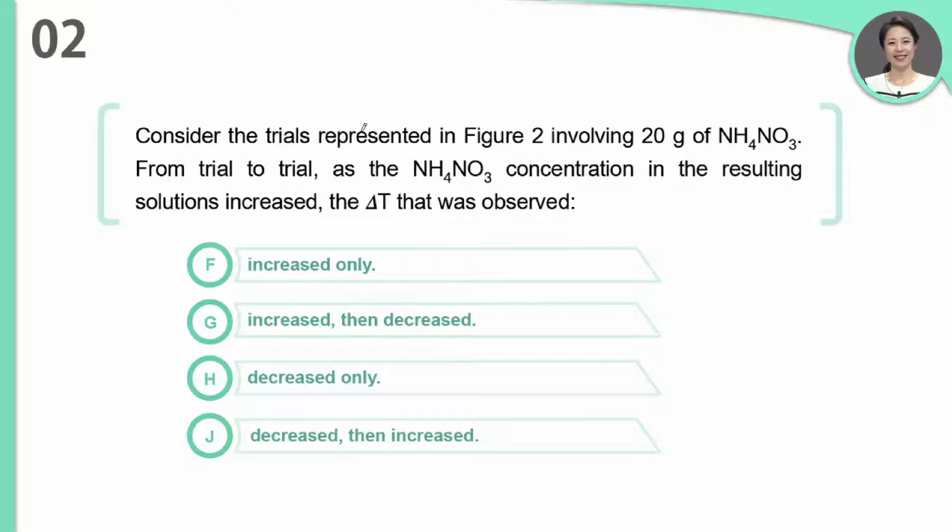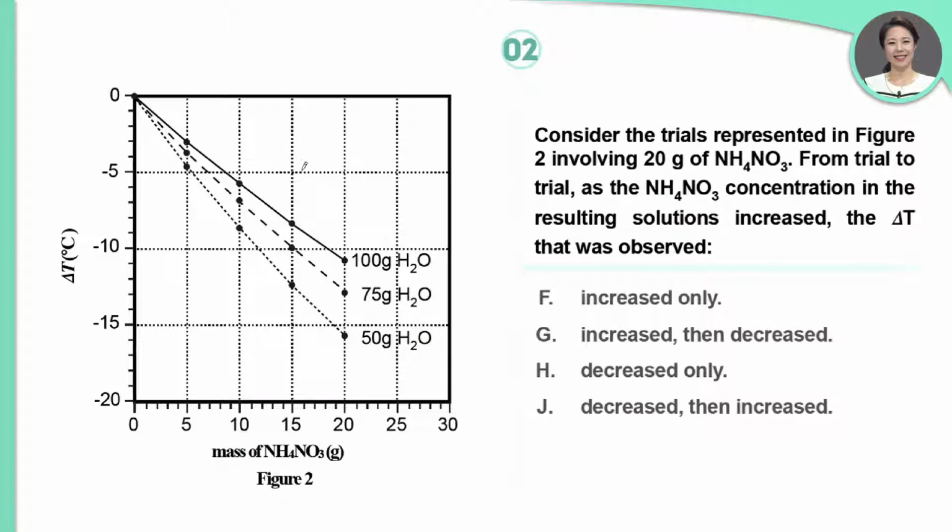Question number 2. Consider the trials represented in figure 2 involving 20 grams of NH4NO3. From trial to trial, as the concentration increased, what happens to delta T? Okay, let's look at figure 2, NH4NO3. The question said 20 grams of NH4NO3. As you increase the concentration of NH4NO3, you see a decrease in delta T. So delta T decreased only, so the answer is H.